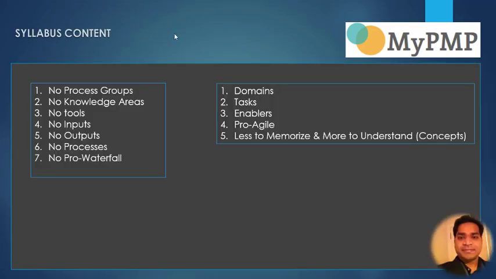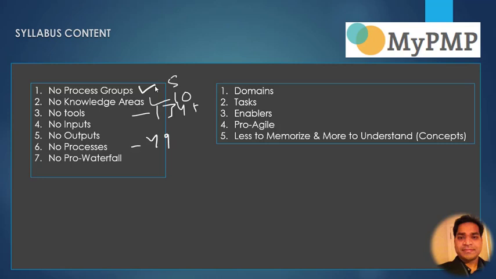Okay, so for all of those who are already familiar with the earlier standard of the project management certification test, you know that the fundamental blocks were the process groups and knowledge areas. We used to have 5 process groups and 10 knowledge areas, and around 134 plus tools and techniques. Each of those tools and techniques used to have a series of inputs and outputs, and we used to have around 49 processes, and the project management method was slightly poor waterfall things.